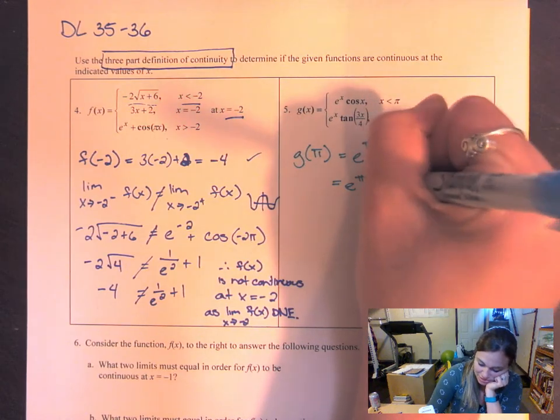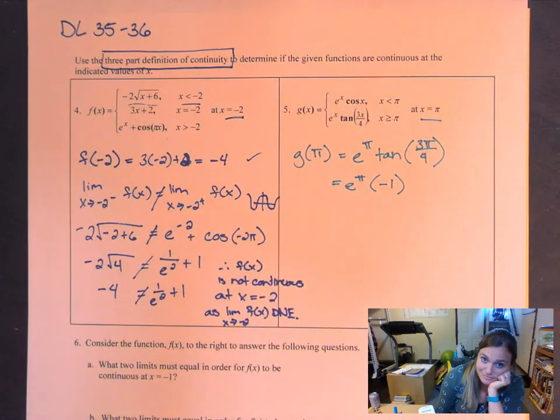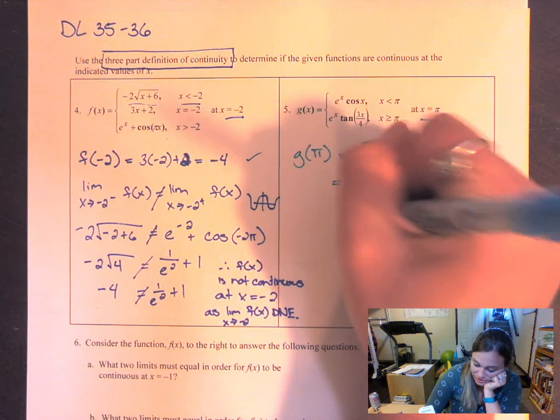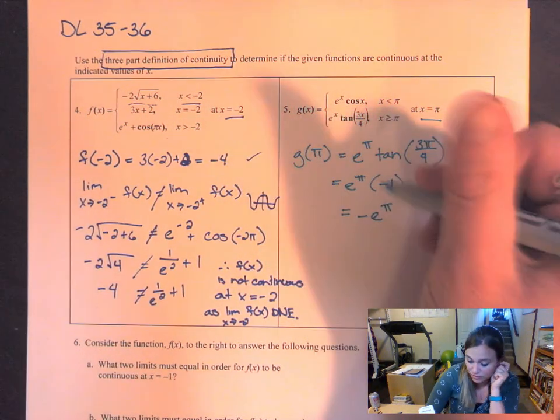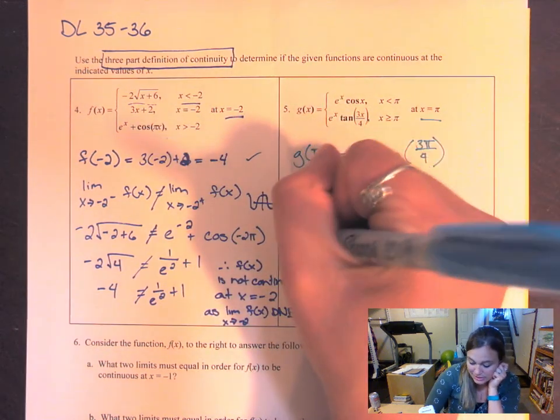Did you get -1? Great. Okay, so I have negative e to the pi power, and I'm going to leave it like that. So the function is defined. The next thing I want to do is the limit from the left.